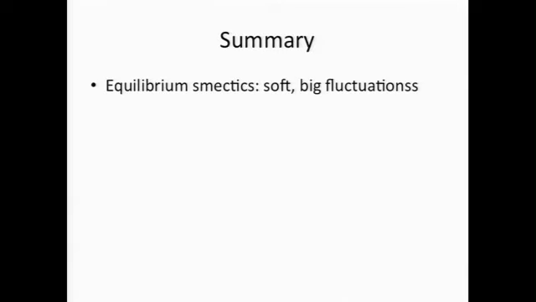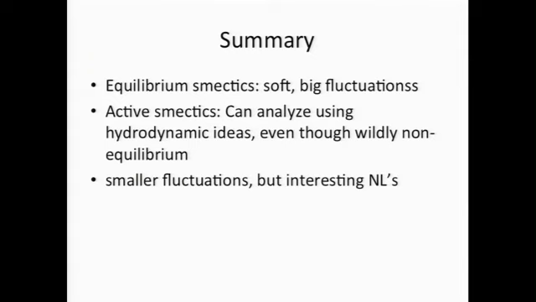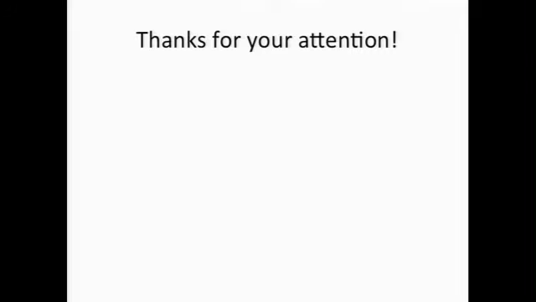Okay, so to summarize, equilibrium smectics are soft and have big fluctuations. Active smectics, you can analyze them using these hydrodynamic ideas, even though they're way out of equilibrium. They have smaller fluctuations, but they're still interesting. And they have this weird Kosterlitz-Thouless transition in a system that's so far out of equilibrium and so nonlinear, you never would have guessed it. So I find this quite amazing, and I thank you for your attention.